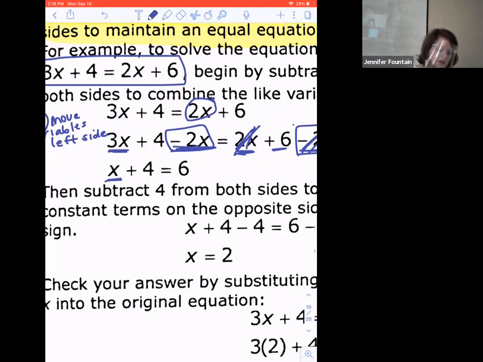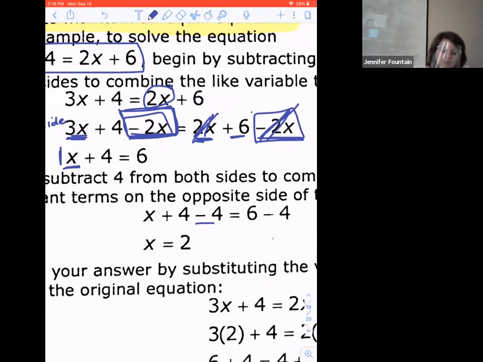Oh, I'm sorry. I didn't do my calculation here. 3x minus 2x. What is 3 minus 2? 1. And so this is 1x, which we can leave as just x. Okay? So then I have x plus 4 equals 6. So then I want to get rid of that plus 4. Remember, to move it, I need to subtract it because I need to make it equal 0. So on this side, I end up subtracting 4 from this side, which means I have to subtract 4 from this side.